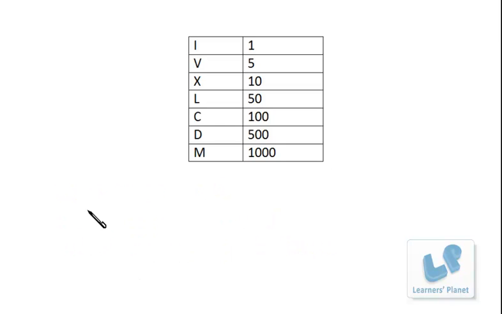Now how do we write 14? Further, we cannot use I more than 3 times. So what we do is 10 plus 5 minus 1. 10 is X, 5 is V. If I have to deduct 1 from 5, I have to write I on the left side of V. So I will write I over here. So it's XIV. That is 14. Okay, you getting me?